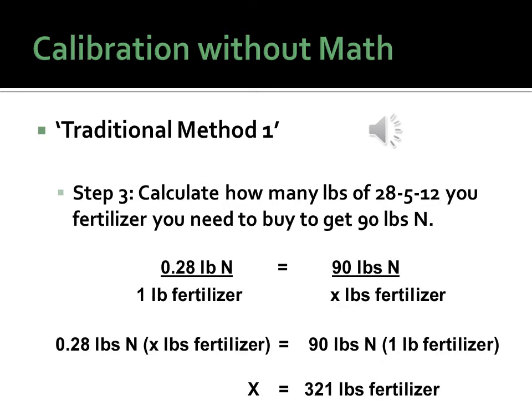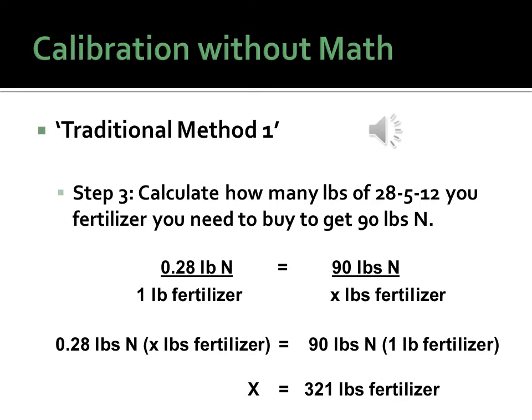All right, step three, you're going to calculate how many pounds of this 28-5-12 fertilizer you need to get the 90 pounds of nitrogen. And that's the last part of the math for this problem. Well, again, it's just cross multiplication. Where are we getting that 0.28 pounds of nitrogen? It's the first number out of our ratio, our analysis. So 0.28 pounds of nitrogen over 1 pound of fertilizer is equal to 90 pounds of nitrogen, and we're trying to solve for X here, pounds of fertilizer.